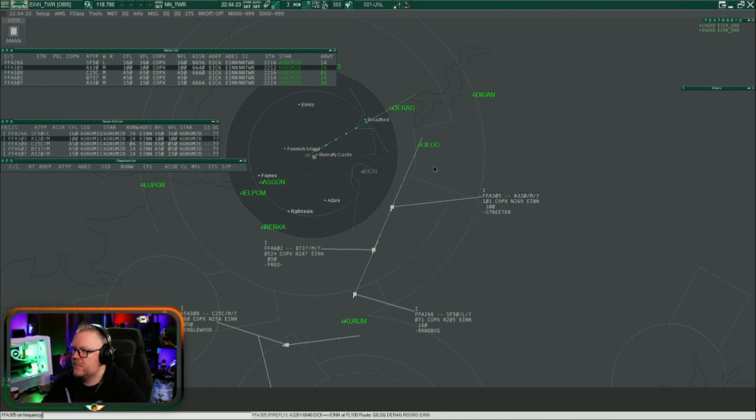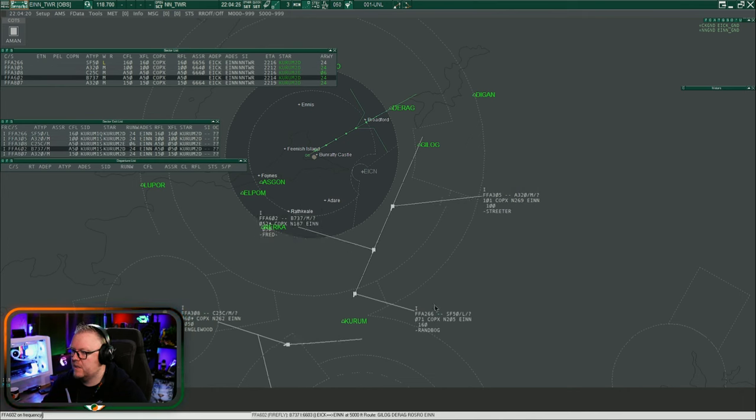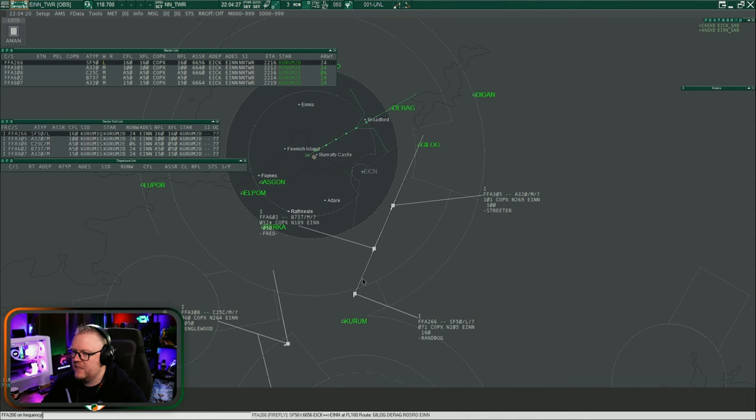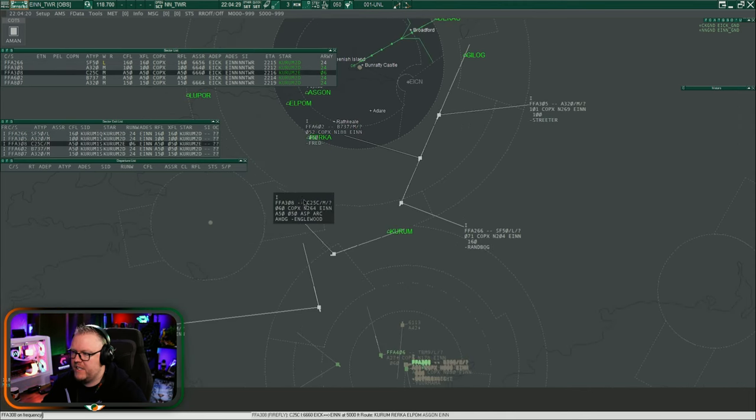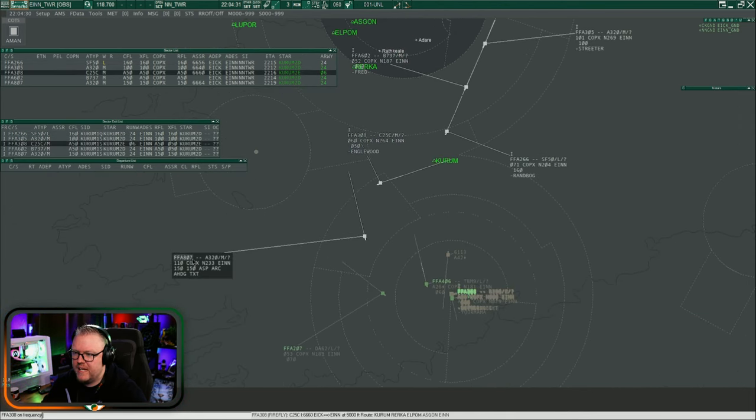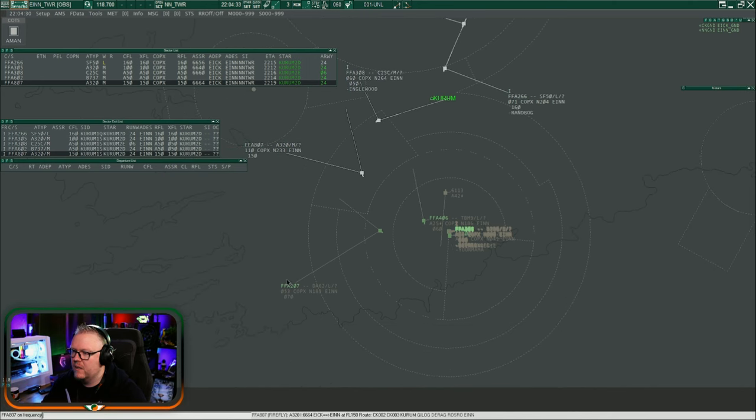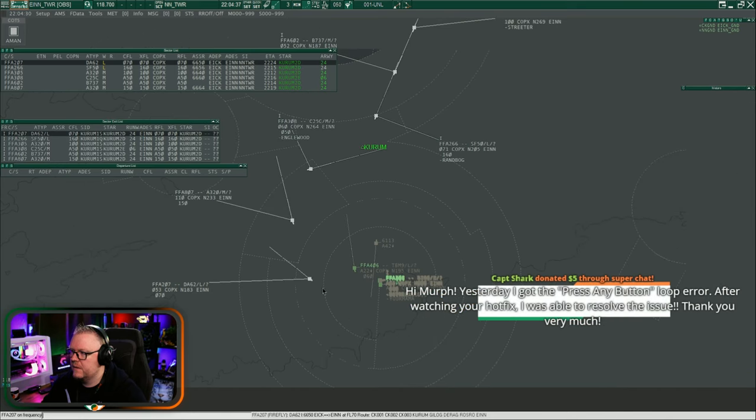So 305 is going to be first. 602 is looking good. 226 is looking good. This is fairly good spacing. Let me see. 308 is doing good. 807, we can see you now. 207 is now airborne. Looking good. Appreciate the comeback, good buddy.